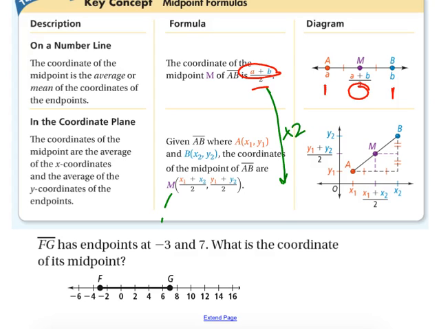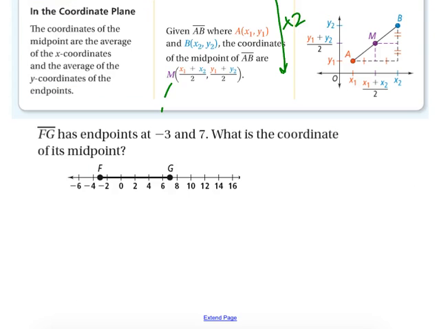So FG has endpoints at -3 and 7. What is the coordinate of its midpoint? Remember, you're just finding the average. How do you find the average of something? You add up its coordinates, divide by 2.